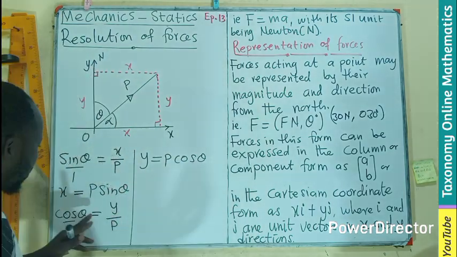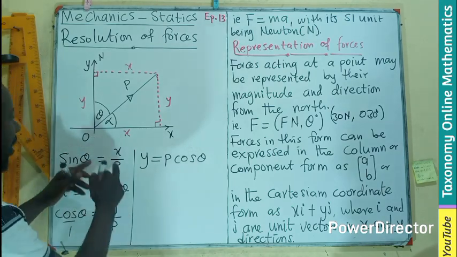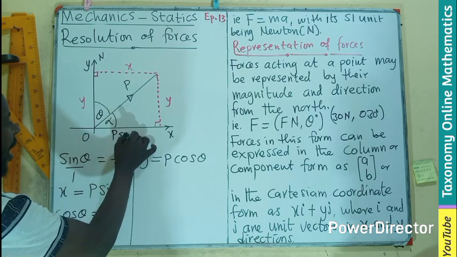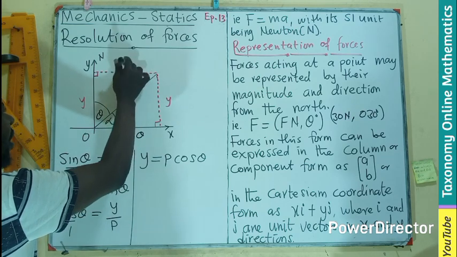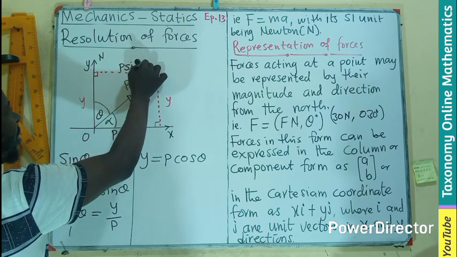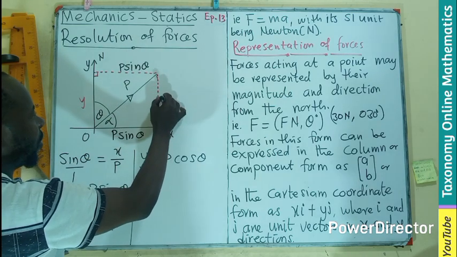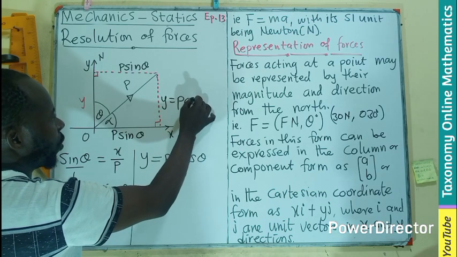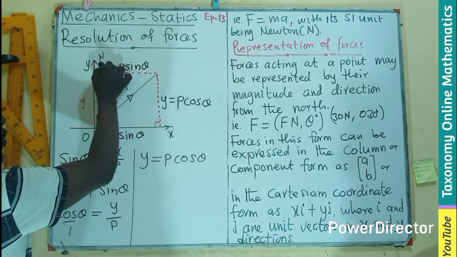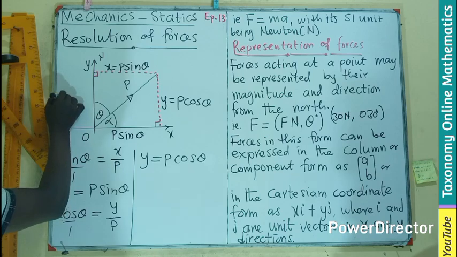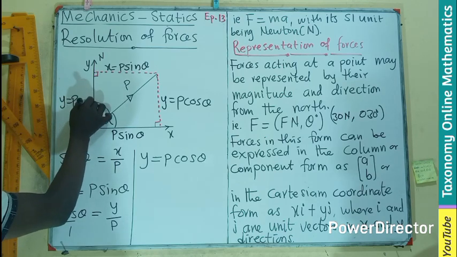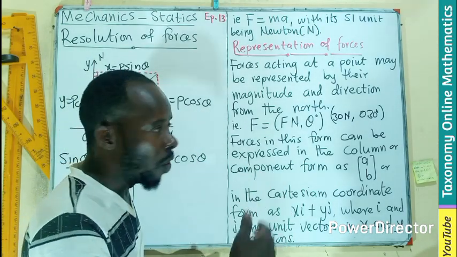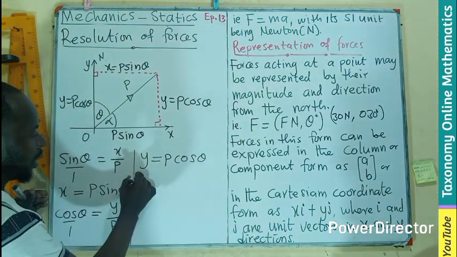So it means that the x component of the force is going to be P sine theta. Where will I put it? This here will be labeled as P sine theta. The same way this will be P sine theta. Let me put the y there as P cos theta. Then this will also be y equals P cos theta.